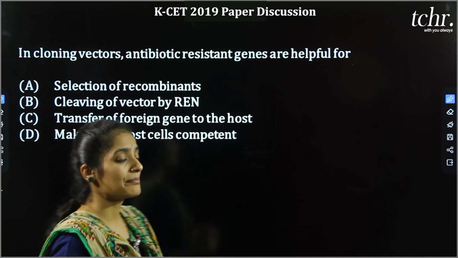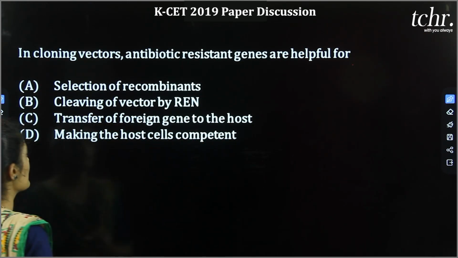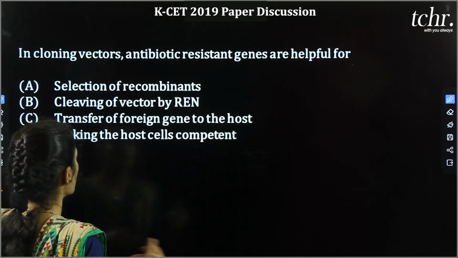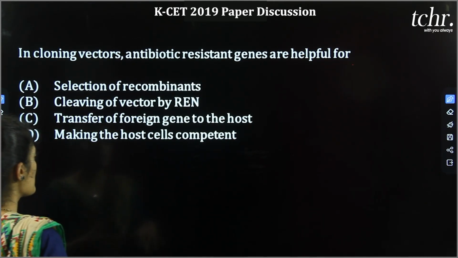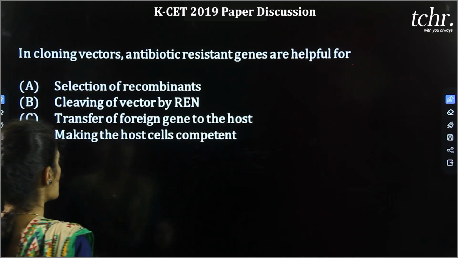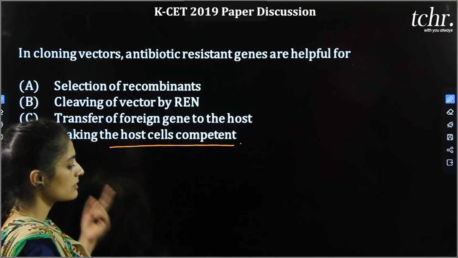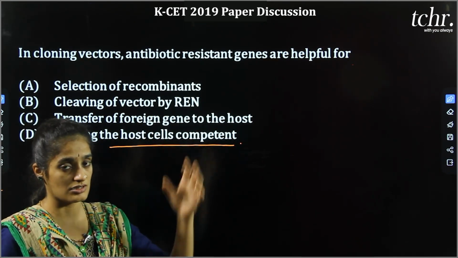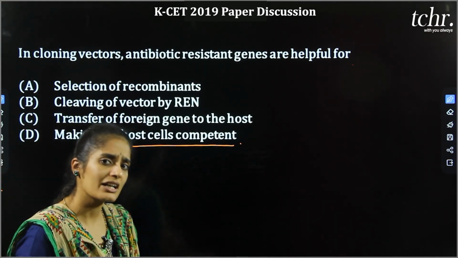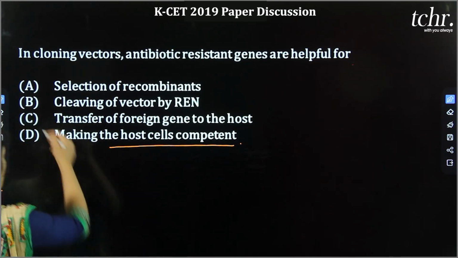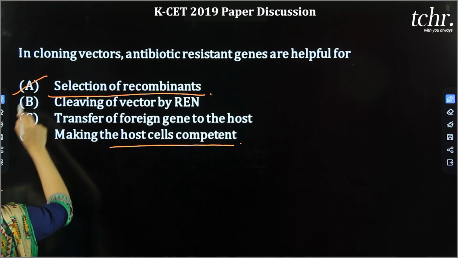Next nodi, in cloning vectors, antibiotic resistance genes are helpful for. Vector alli antibiotic ampicillin ಮತ್ತು tetracycline example ಆಗಿ ಕಲ್ತಿದ್ದೀರಾ ಅಲ್ವಾ. So they help for what ಅಂತ? A. selection of recombinants, B. cleaving of vector by REN, C. transfer of foreign gene into the host and D. making the host cell competent. So host cells na competent ಮಾಡೋದಕ್ಕೆ you need not actually use the REN or the resistance gene, but it is important for you to identify ಯಾವುದು recombinant ಆಗಿದೆ ಯಾವುದು ಅಲ್ಲ ಅನ್ನೋದಲ್ವಾ. So it is to select the recombinants. The antibiotic resistant genes are helpful and A is the correct option.